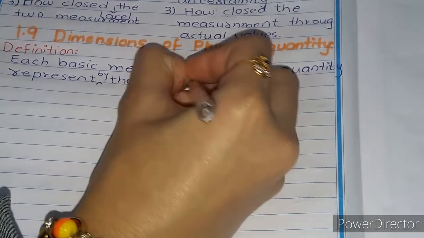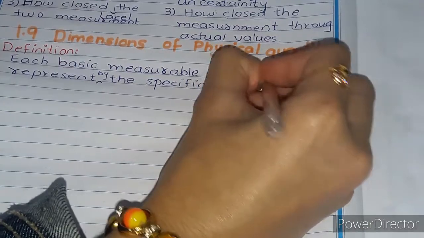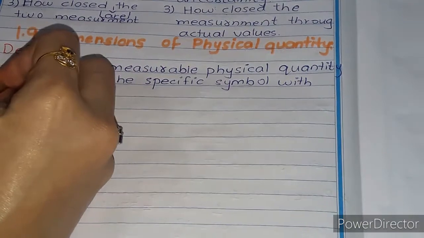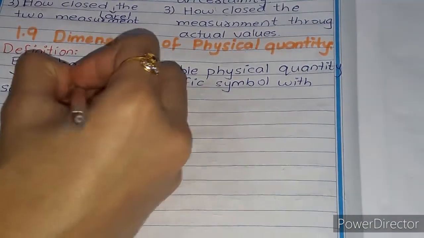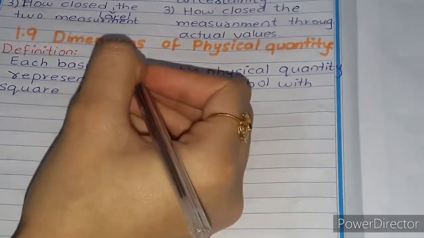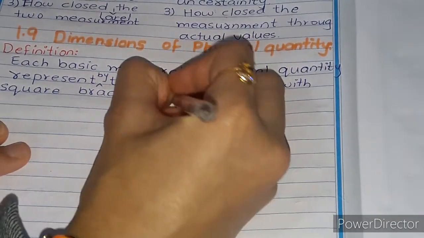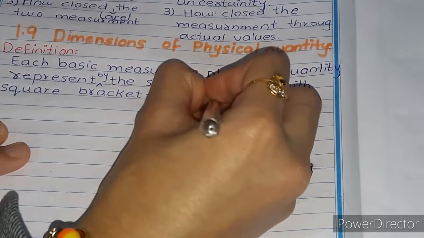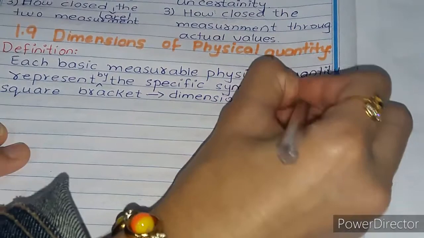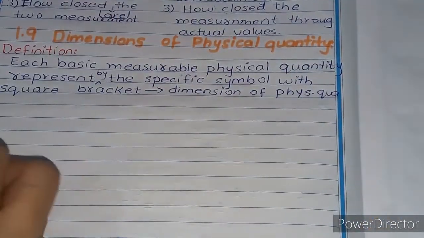Specific symbol with square bracket is called dimension of physical quantity. Or dimension of physical quantity.